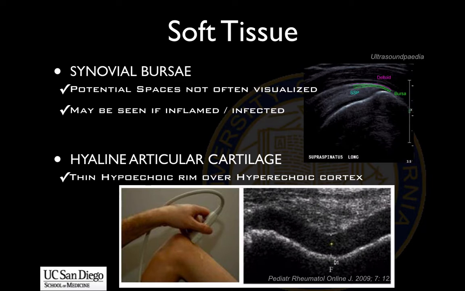Hyaline cartilage appears as a thin hypoechoic or sometimes anechoic band, which is delineated by hyperechoic margins. Here is an example of hyaline cartilage at the knee joint in a pediatric patient.